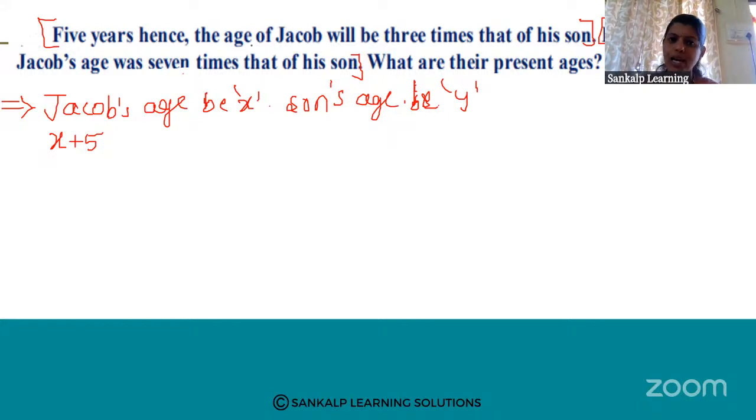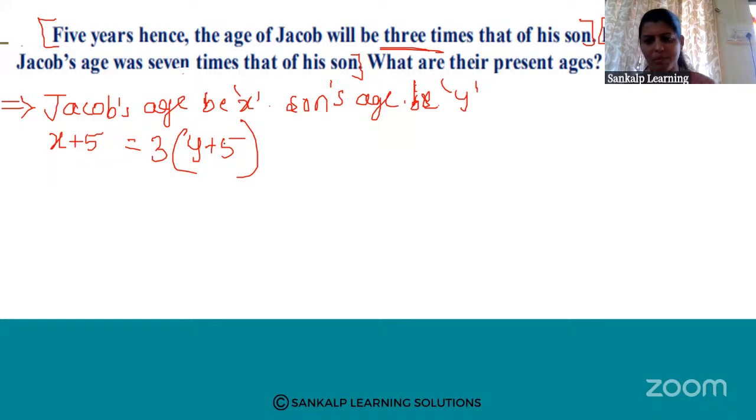Okay, so first, after 5 years, Jacob's age is X plus 5, and after 5 years, we say it for both of them. After 5 years, it does not apply only to Jacob. It applies to his son as well. That means Y plus 5. So after 5 years, the age of Jacob will be 3 times that of his son. So 3 times. X plus 5 is equal to 3 into Y plus 5, right?